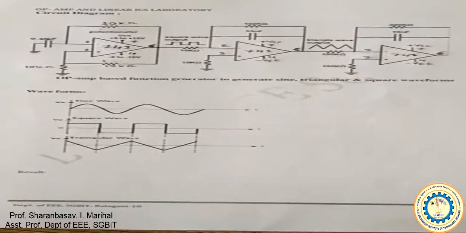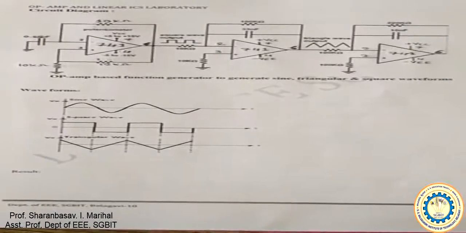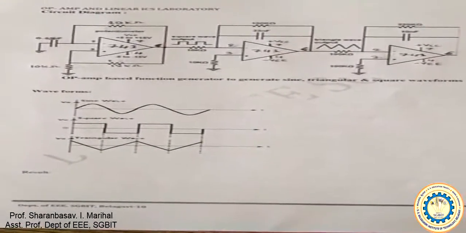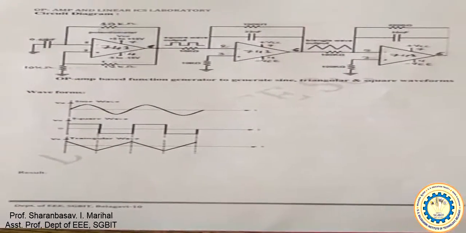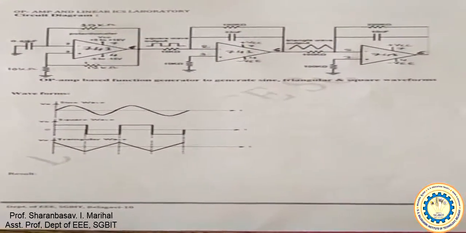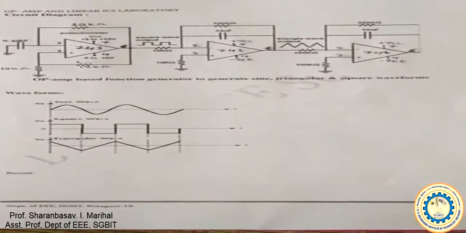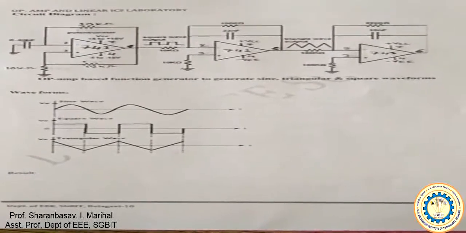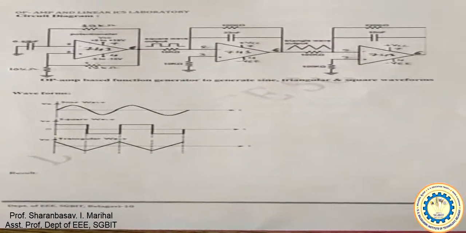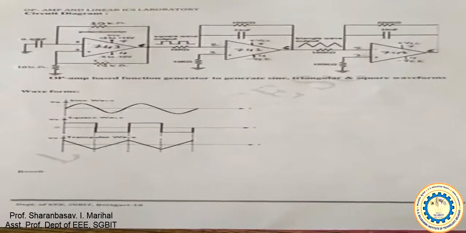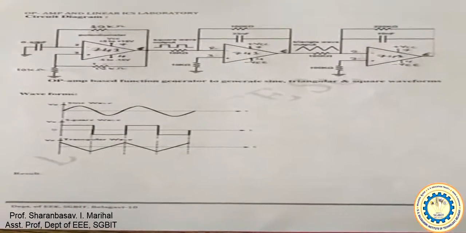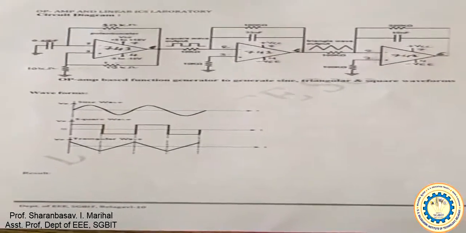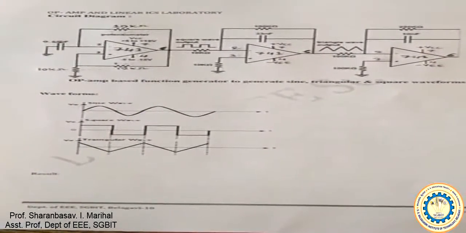So we can get a triangular wave output from the second op-amp, and the output of the second op-amp is connected as an input to the third op-amp, and again that is also an integrator, and the output of the third op-amp will give a sinusoidal output waveform. Like that we are able to get square, triangular and sinusoidal waveforms without giving any input signal.